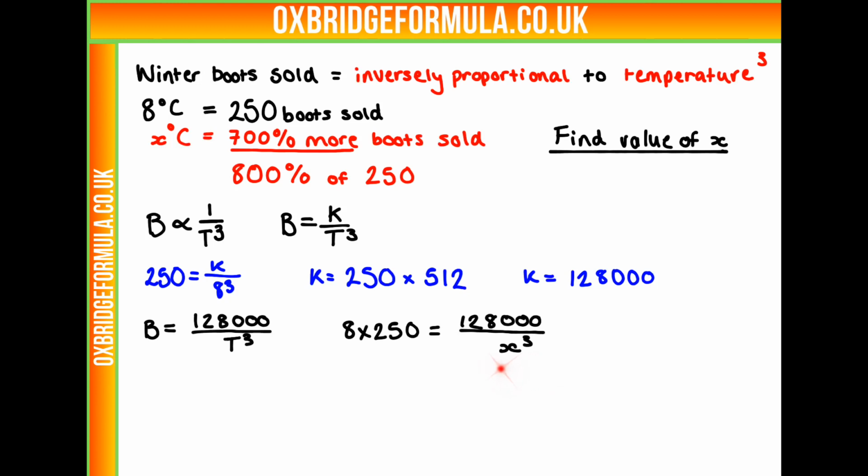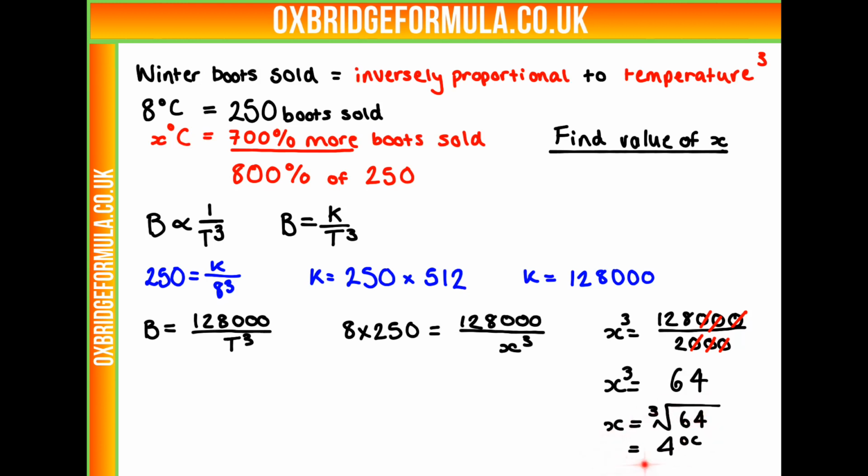So how do we solve for that? Well, we're going to divide 128,000 by 2,000, which is 8 times 250, to give us, we'll cross out these zeros there, and it's just 128 over 2. X cubed equals 64. What cubed gets us to 64? Well, we know that that is 4. So our X is 4 degrees Celsius, and our final answer is B.